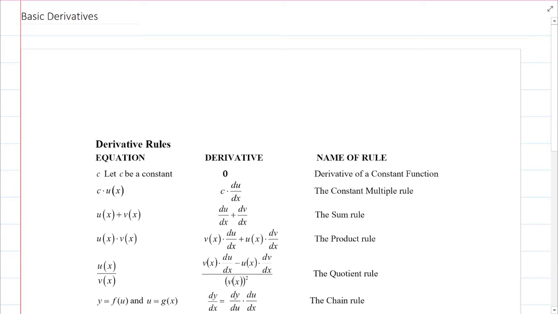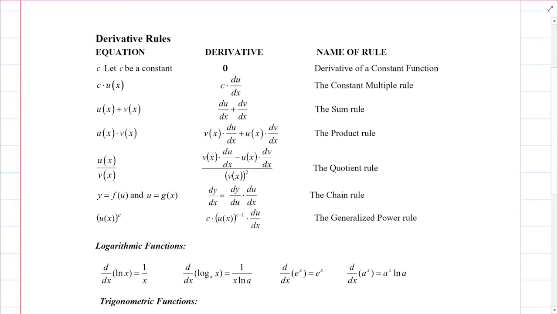So if I have a constant, the derivative of that is equal to 0. If I have a constant multiplied by a function, I can factor out the constant, take the derivative of the rest, and multiply the constant back. I don't need to use product rule. When it comes to sum and difference, you can take the derivative separately and just add and subtract the terms.